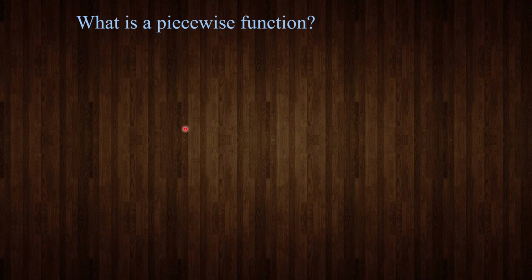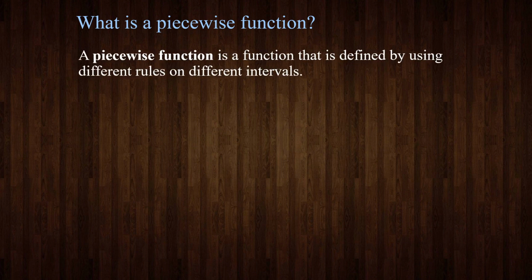All right, so what you just saw there was a piecewise function. And I think it should be pretty obvious as to why we call it a piecewise function, because it consists of several pieces. In the last example there, those pieces were all lines of some sort, or that single point. So what is a piecewise function? It's a function that is defined by using different rules on different intervals.